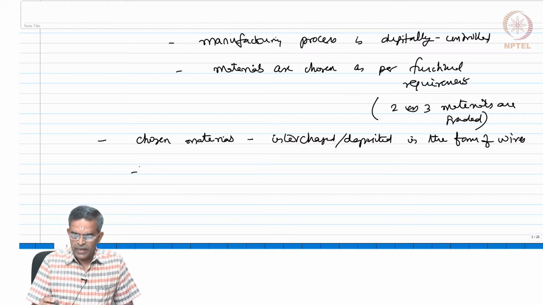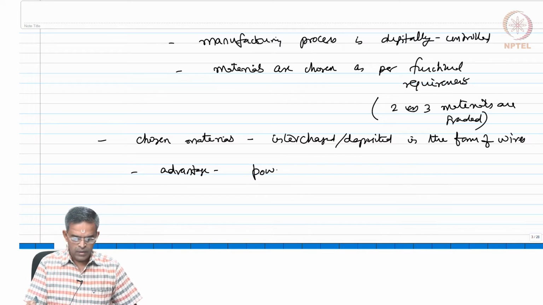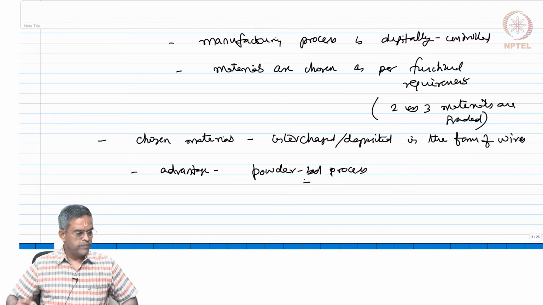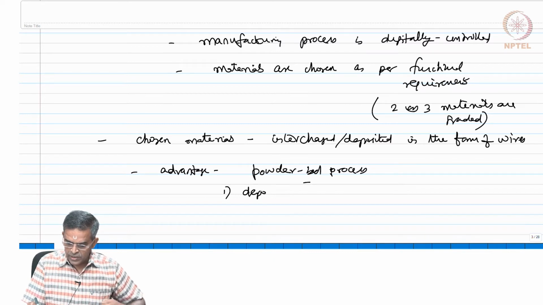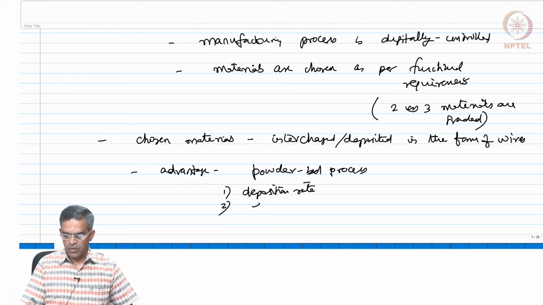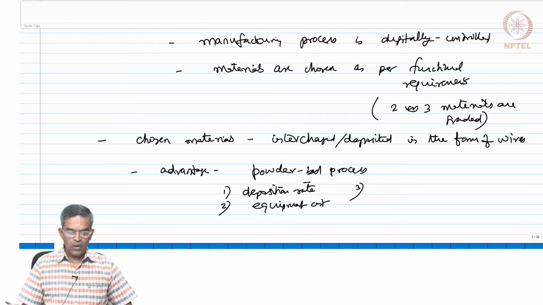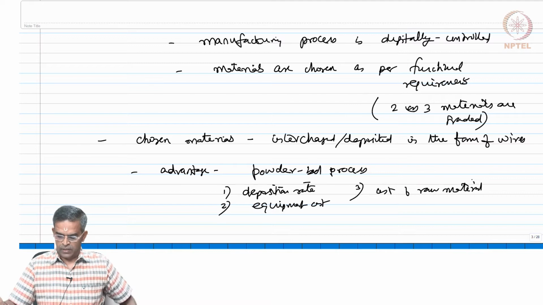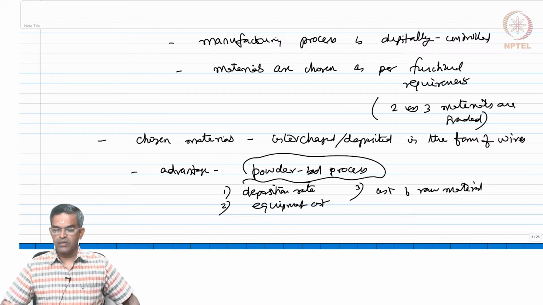So, VAM has got a great advantage over the powder bed process in terms of deposition rate, equipment cost, cost of the raw material, etc. So, this has got an edge over this particular process of manufacturing, and VAM is considered to be advantageous compared to this. Okay.